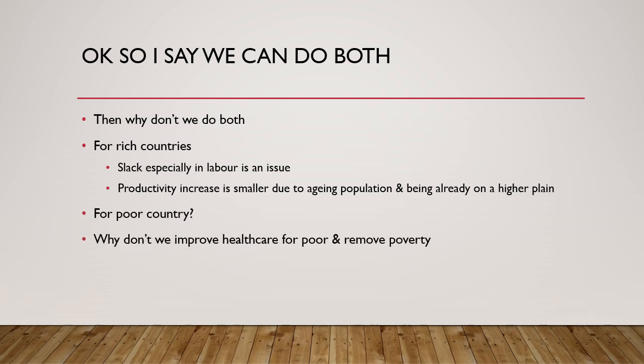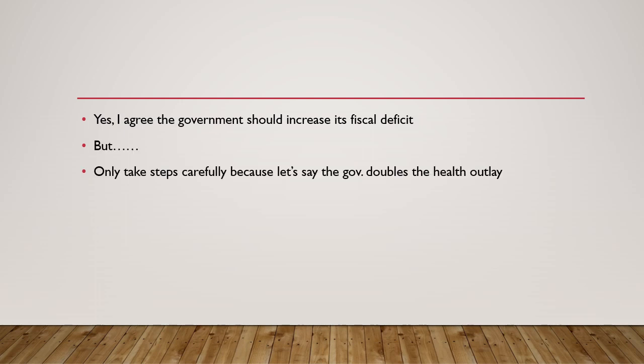For poor countries, you may ask, then why could the poor countries have a lot of slack in labor? Why doesn't the government spend money on healthcare and poverty alleviation and remove it, since it has monopoly over money and potentially infinite supply of money? While agreeing with you that the government should not fuss too much about fiscal deficit and increase it, it should be careful in spending and take smaller steps.